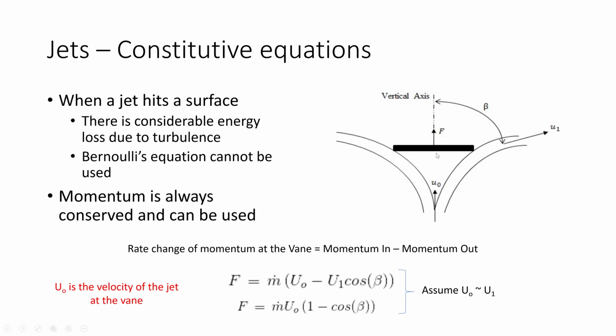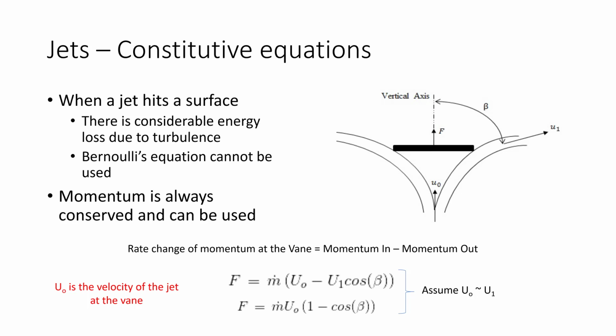So when the water hits that vane, or when the jet hits that surface, there is a considerable loss of energy. So we can't make use of Bernoulli's equation anymore. And as a result, we will switch to conservation of momentum, because momentum is always conserved.